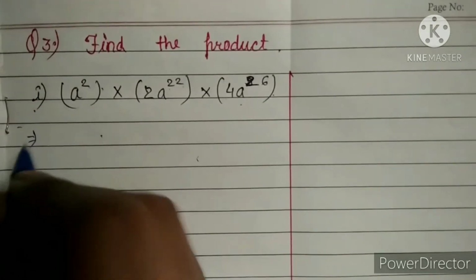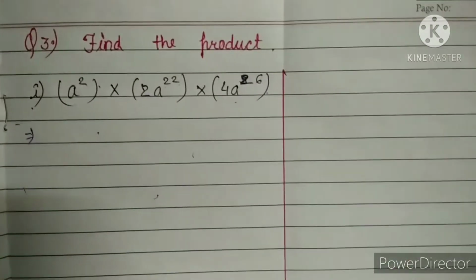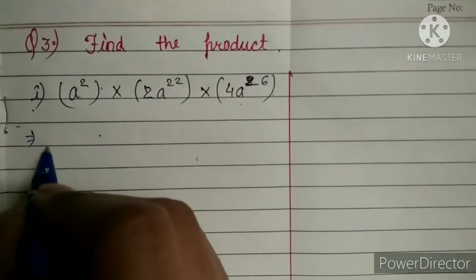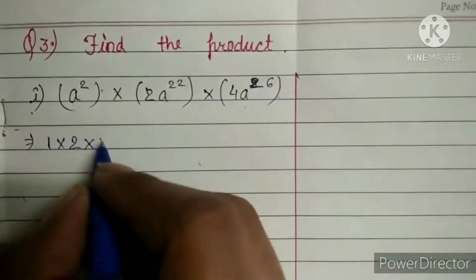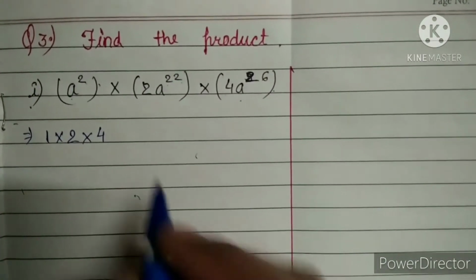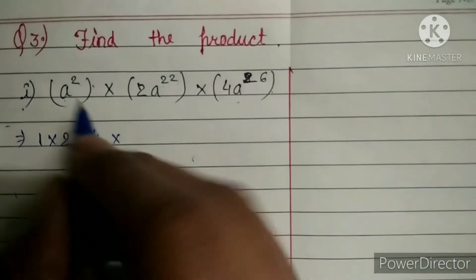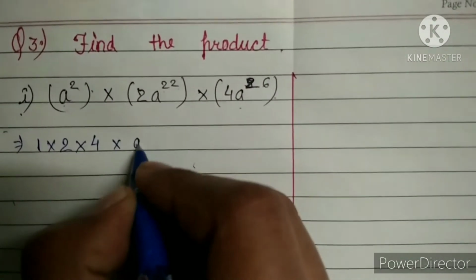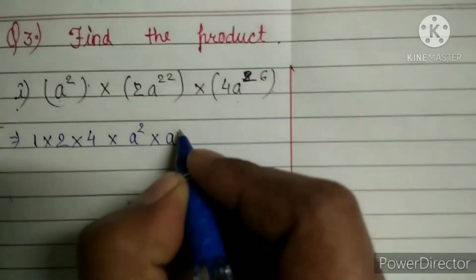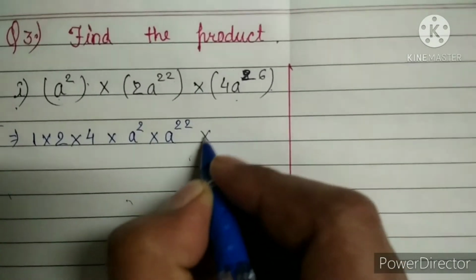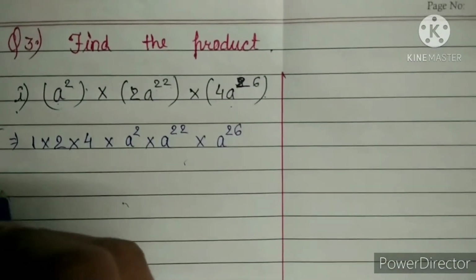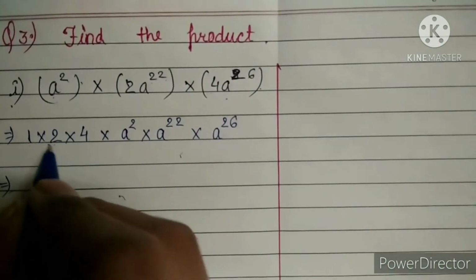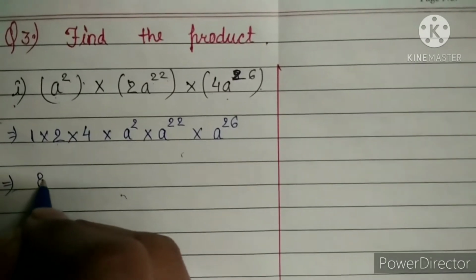If we take the numerical coefficient from each term, the first coefficient is 1, the second coefficient is 2, and the last coefficient is 4. The remaining parts in the terms: the first one is a square, the second has a to the power 22, and the last has a to the power 26. Now 1 times 2 is 2, and 2 times 4 is 8.